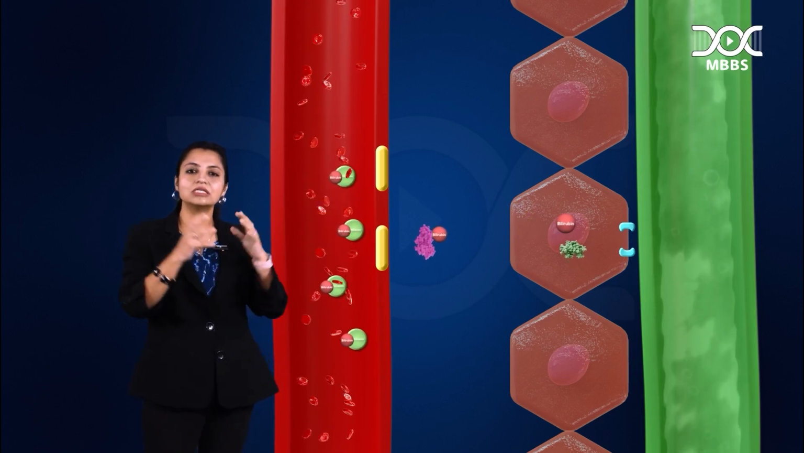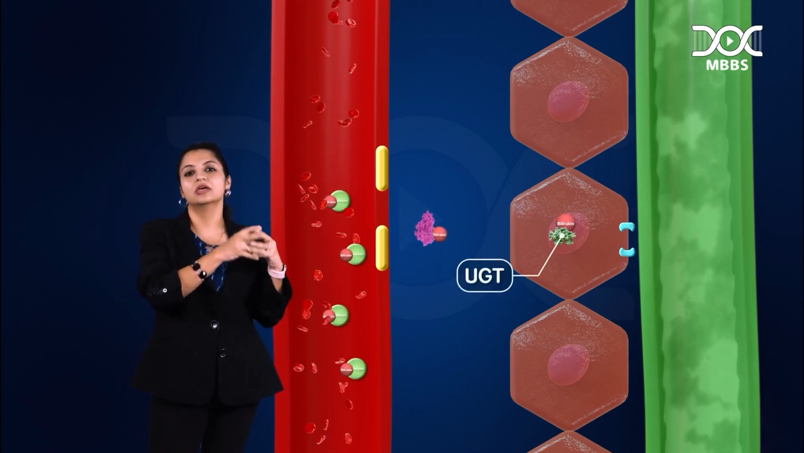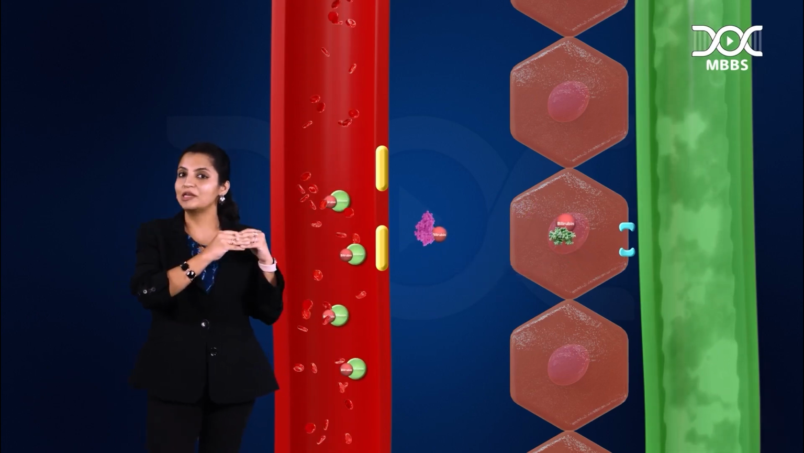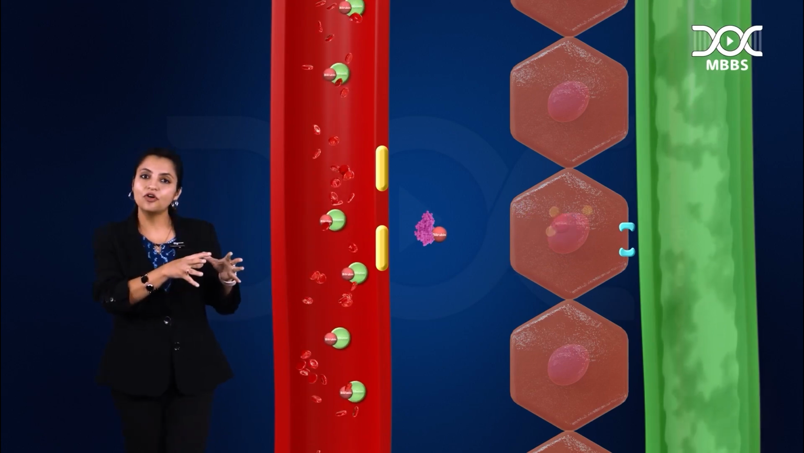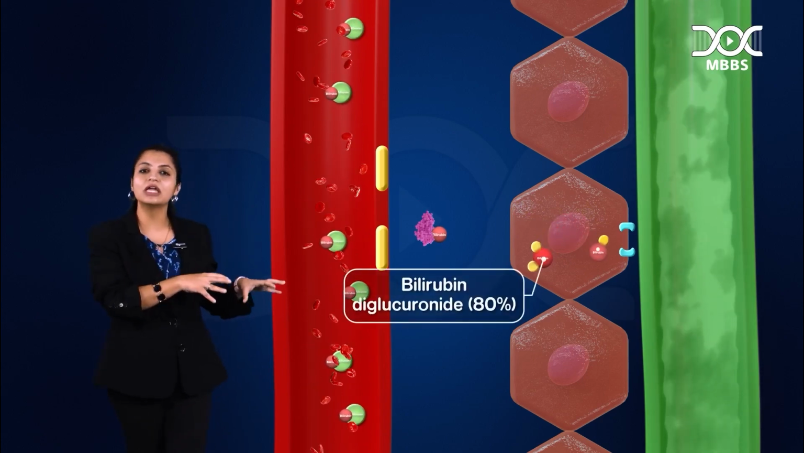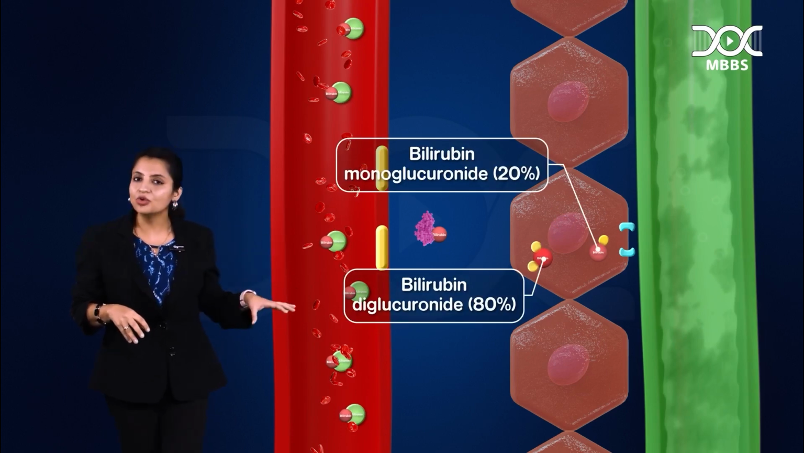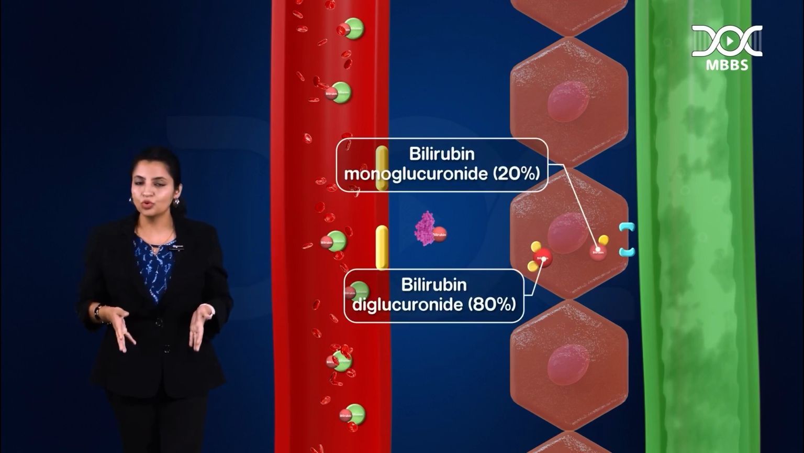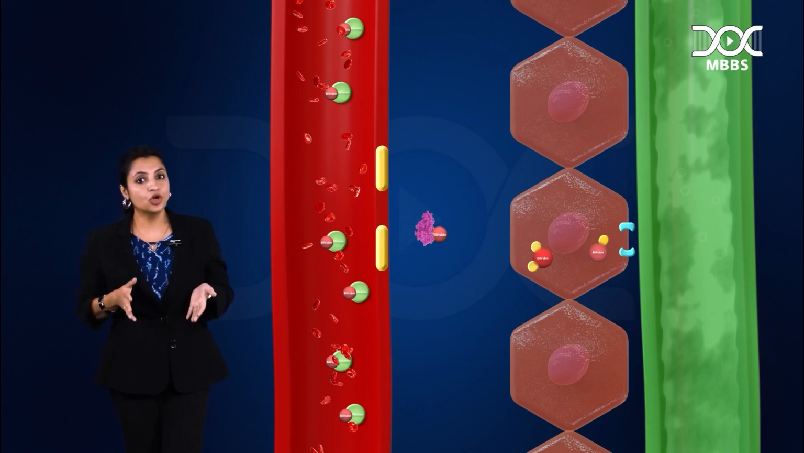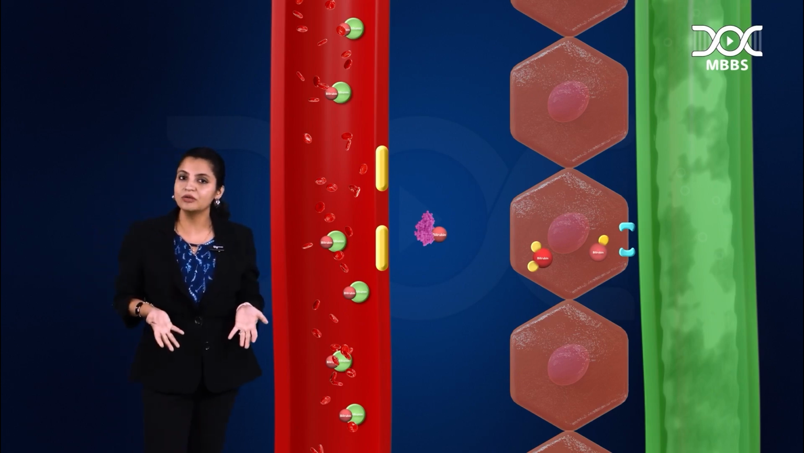In the hepatocytes, it binds with UDP glucuronyl transferase, which helps in conjugation and leads to formation of bilirubin diglucuronide and bilirubin monoglucuronide. 80% of the bilirubin is diglucuronide, only 20% is monoglucuronide. Now once it is conjugated, this is what is called conjugated bilirubin.